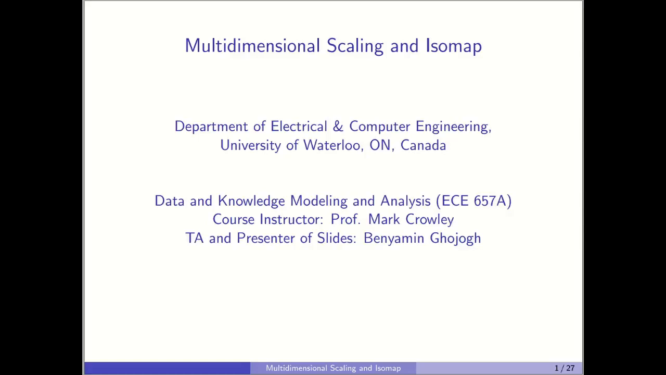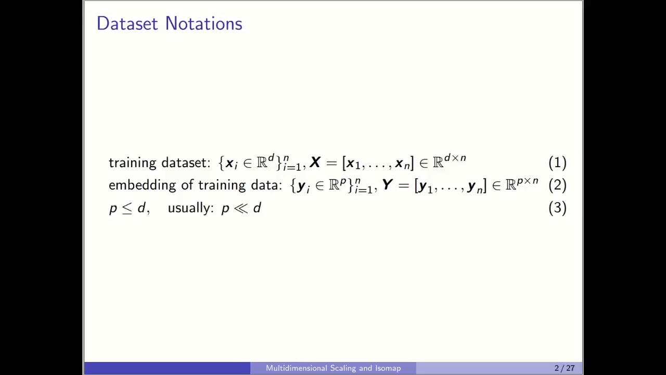First, I tell you some notations on the data set. Assume that we have a training data set where we have n data points, each of which is d-dimensional, and we denote every data point by xi. We assume that the vectors are column vectors, and we put the vectors column-wise in the matrix capital X, which is d by n.